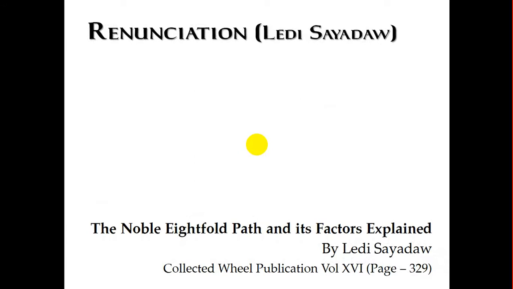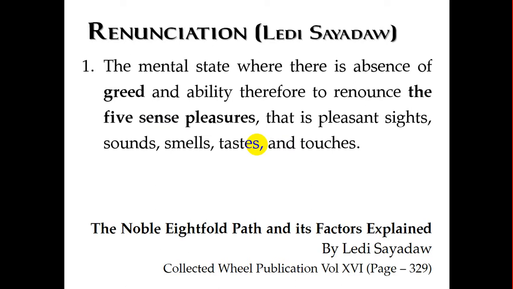Ledi Sayadaw is very famous in Myanmar, and he wrote many books, all based on the suttas. He talked about renunciation in his book The Noble Eightfold Path and Its Factors Explained, a translation from Burmese, based on explanations of the suttas. Number one, renunciation is the mental state of the absence of greed, as we have explained. If you have greed, you cannot renounce.